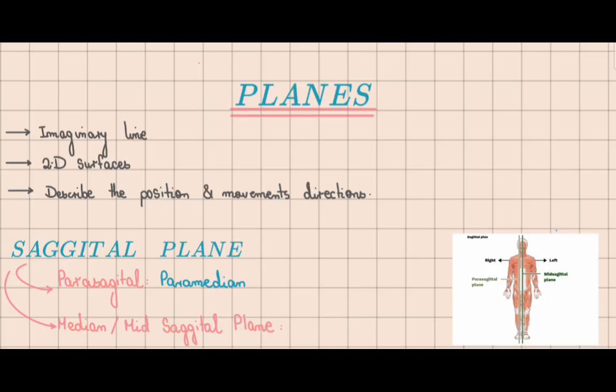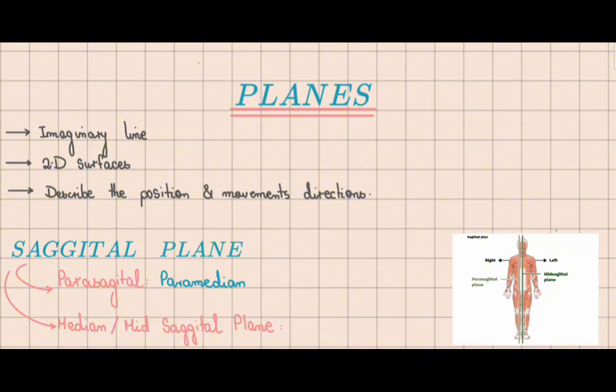Start this topic. The planes are basically the imaginary lines or two-dimensional surfaces which are dividing the body into some components, which can either be the right or the left component, the top or the bottom, the cranial or the caudal, or the anterior or the posterior. Okay, so what's the benefit of the planes? Basically, they are used to describe the positions and the movement directions.